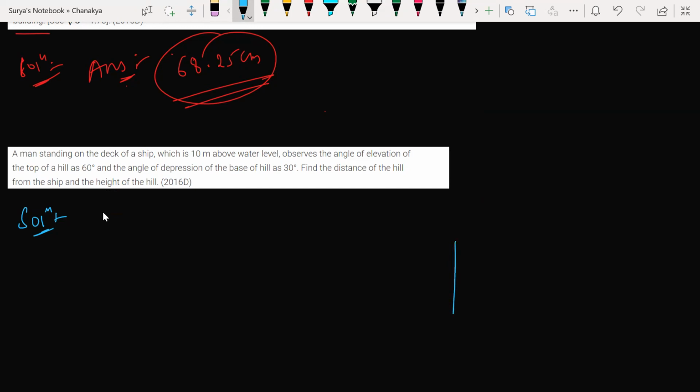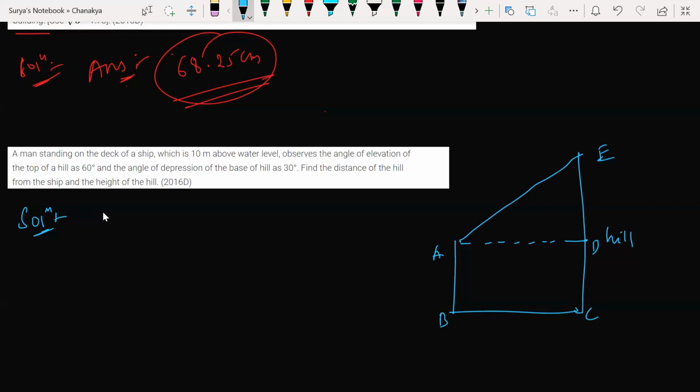So let's say this is the deck of the ship, and this is my land base, and this is my hill. Let's consider these points as A, B, C, D, and this is the E point. I have this surface here, and let me join these two.